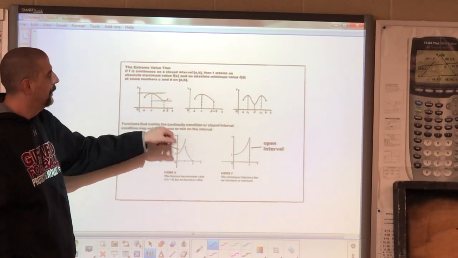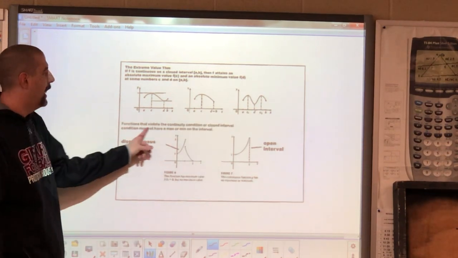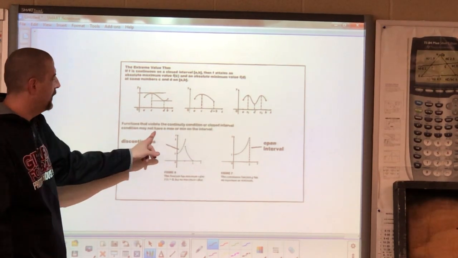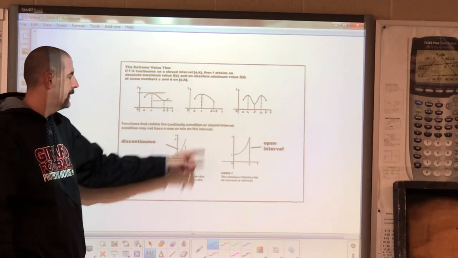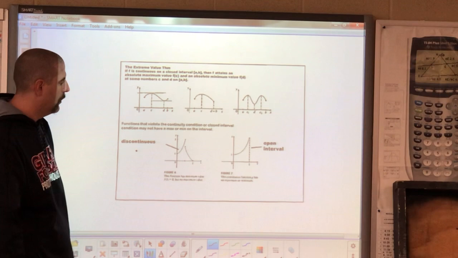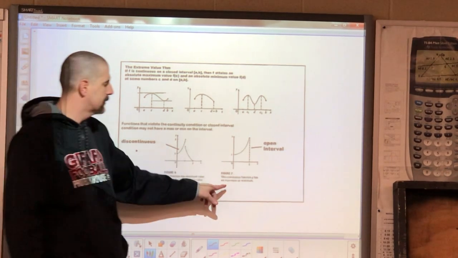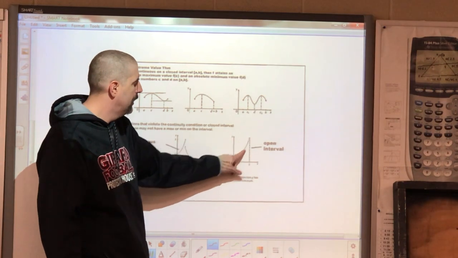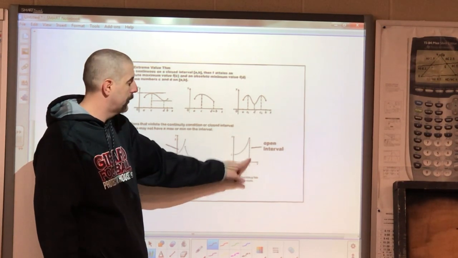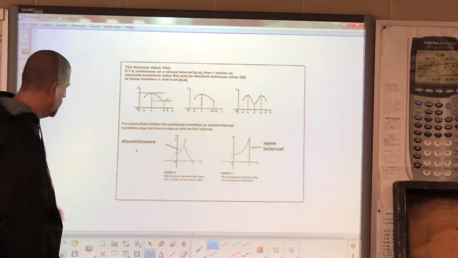So here's some different examples. Functions that violate the continuity condition on a closed interval may not have a max or min on that interval. These are discontinuous graphs, so this may not have all that, as well as this continuous function. This is an open interval here, not a closed interval. So you have to have a closed interval, you have to have continuity.